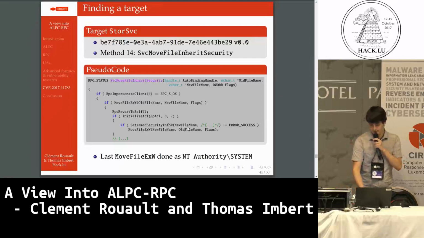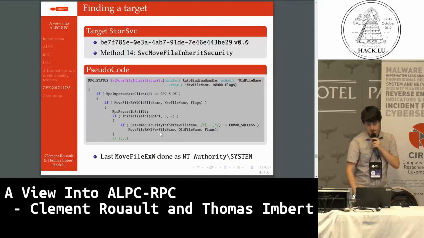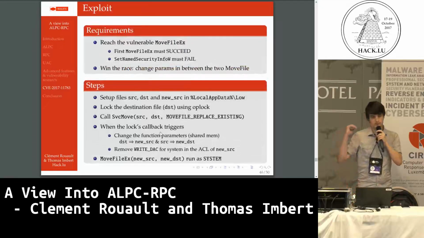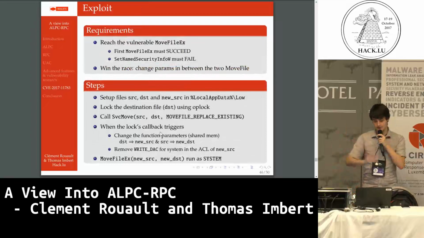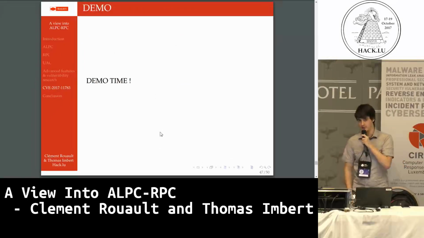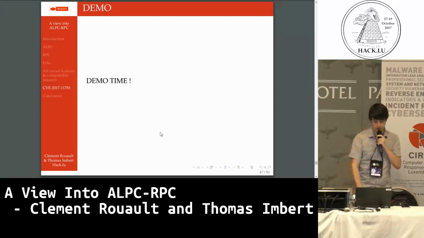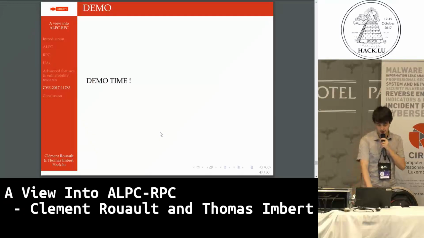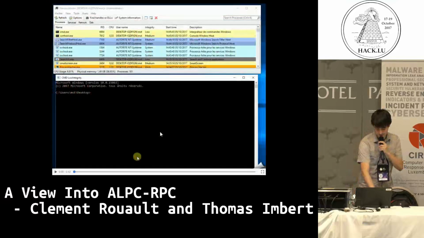So this call will fail because for the payload, the system user doesn't have the right to change the DACL on the new file name, and the move file will happen as system user. So basically we can move our payload to anywhere in the system. With that, we were able to craft a little local privilege escalation exploit. And we'll leave you the challenge of gaining system code execution using only one move file.